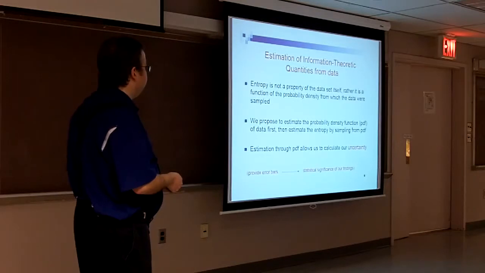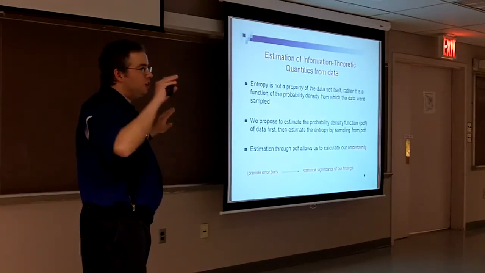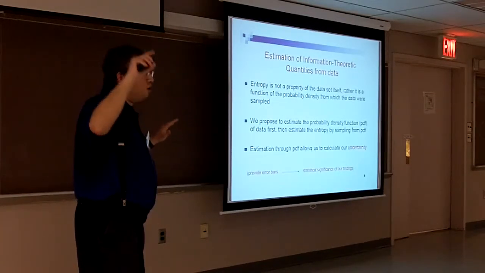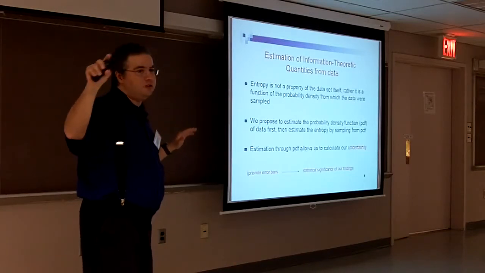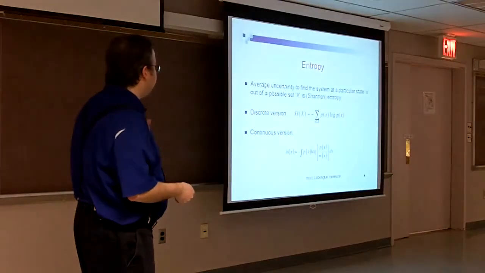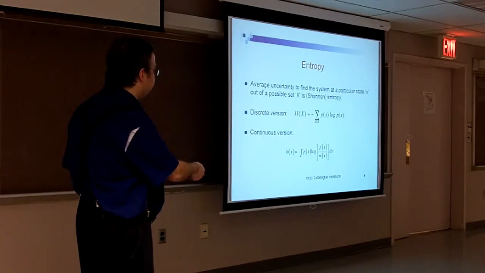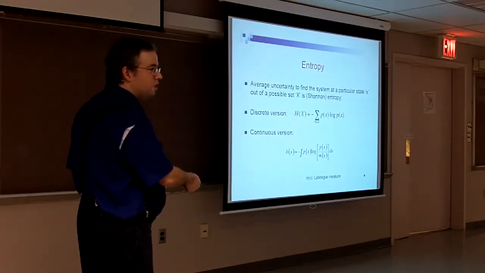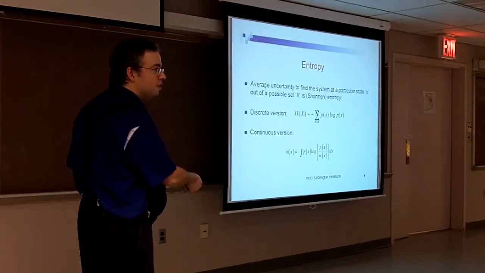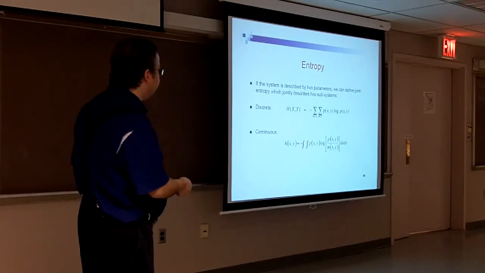That's the entropy estimation part. I'm coming to the transfer entropy slowly, so I do not want to confuse you. Our goal is to estimate the transfer entropy. Okay? So entropy, everybody knows these equations. This is the discrete version. This is the continuous version. Don't forget the Lebesgue measure, which is very important. And the joint entropy for 2 dimensions.